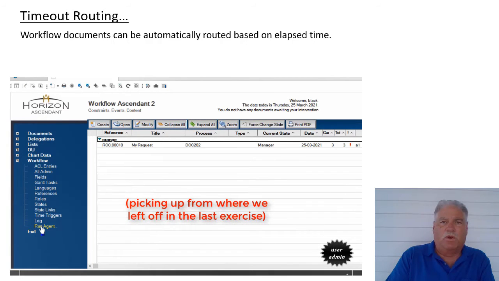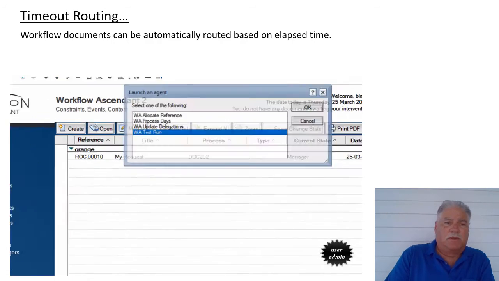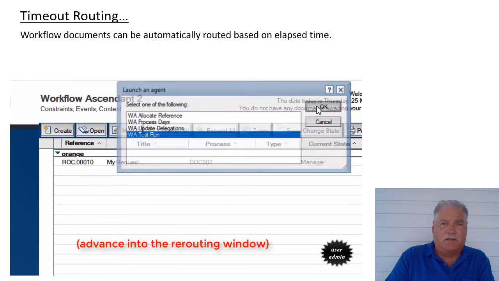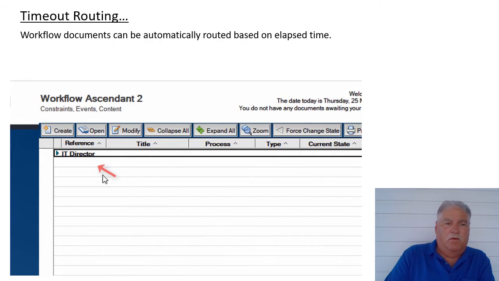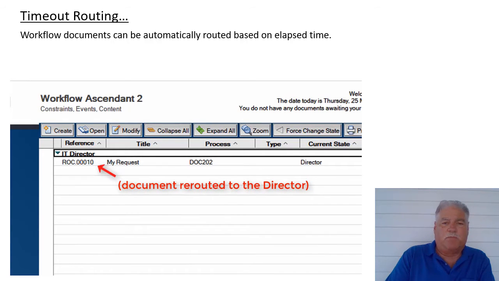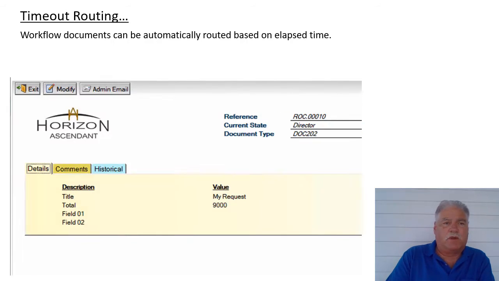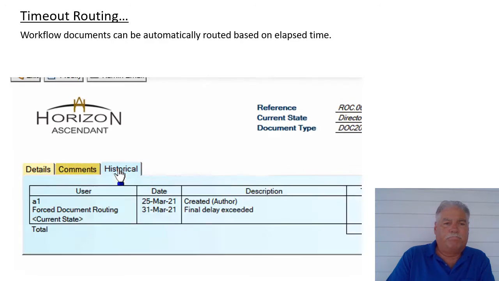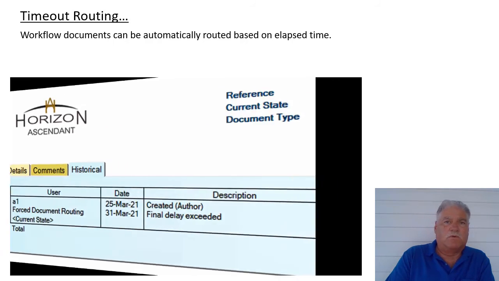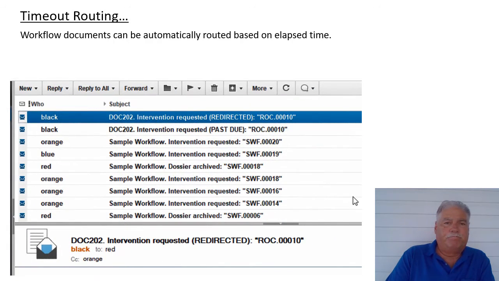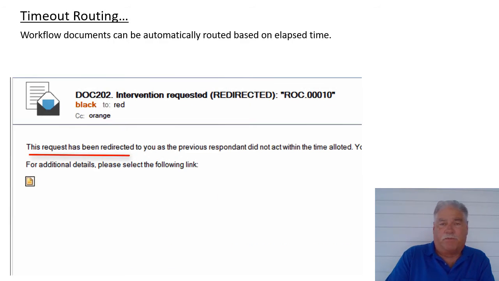Now, likewise, documents can be automatically routed based on elapsed time. For those cases where a document might be critical and the timing of which needs to take place in a short period of time. So here we can see a document has been automatically routed to the director. And the historical log updated accordingly. An email notifying of the redirection.